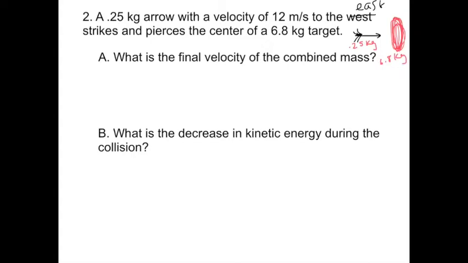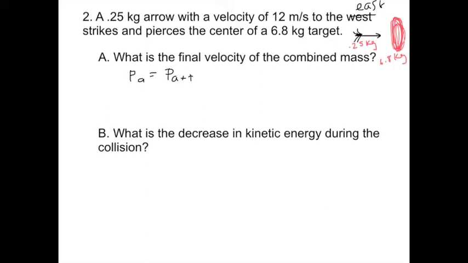So again, we're looking for the conservation of momentum. So we'll start with this initial momentum. The target starts at a velocity of 0, so it doesn't have any at first. So we can just say the initial momentum of the arrow will equal the final momentum of the arrow and the target. And again, this is an inelastic collision because the two objects are going to stick together.